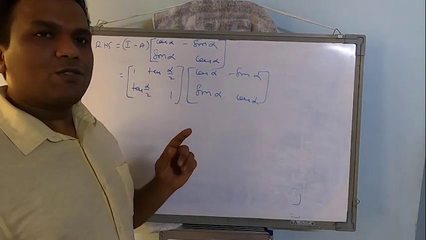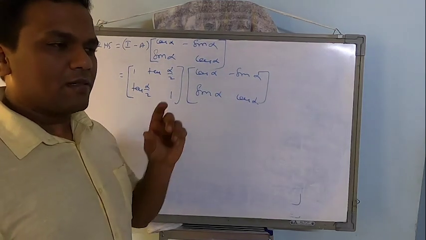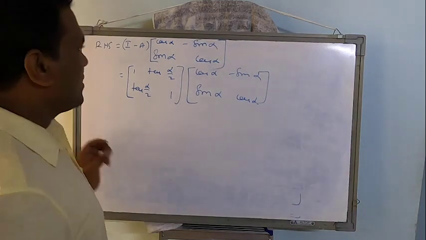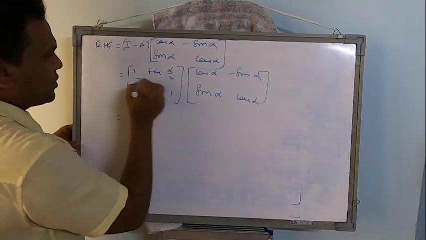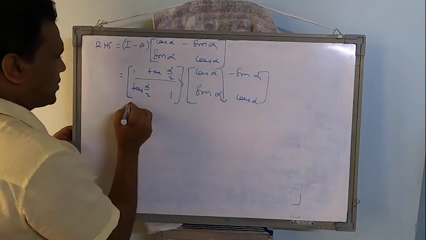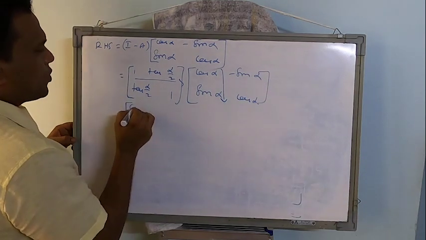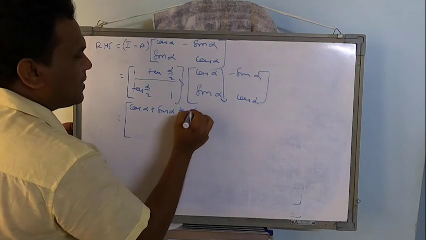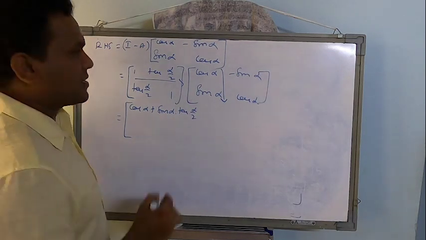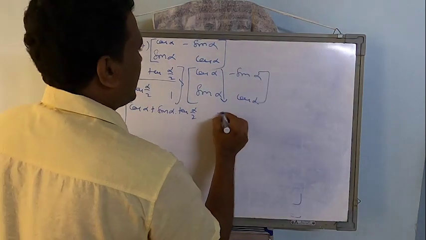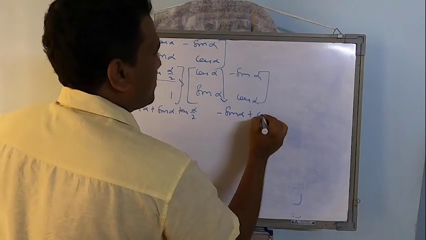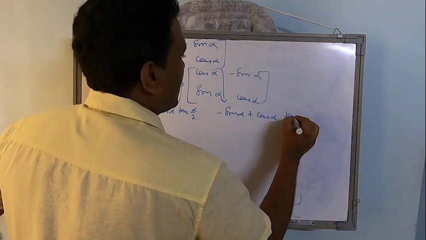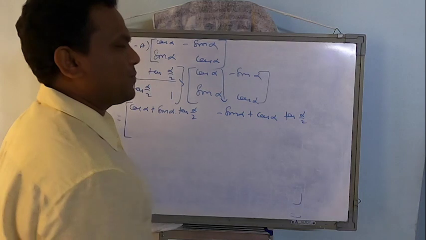So I should multiply these two and get the value which has already been given in the left hand side. So let us start matrix multiplication. First row, first column. So it's going to be cos alpha plus sin alpha multiplied by tan alpha by 2. The next, first row, second column: minus sin alpha plus cos alpha multiplied by tan alpha by 2.